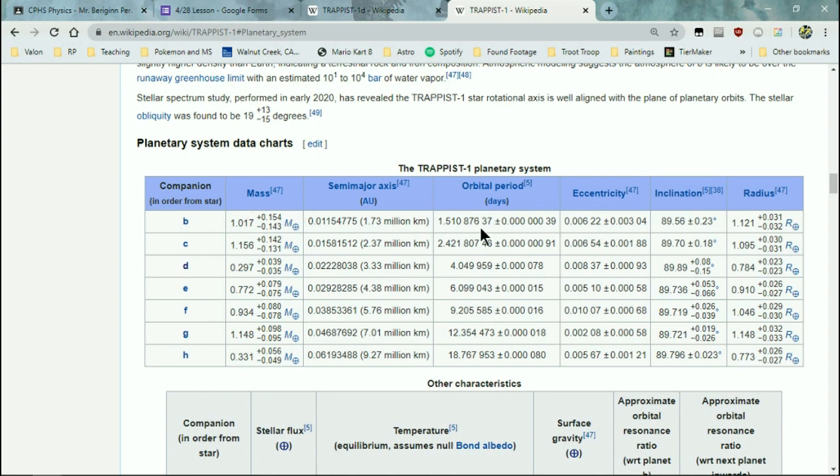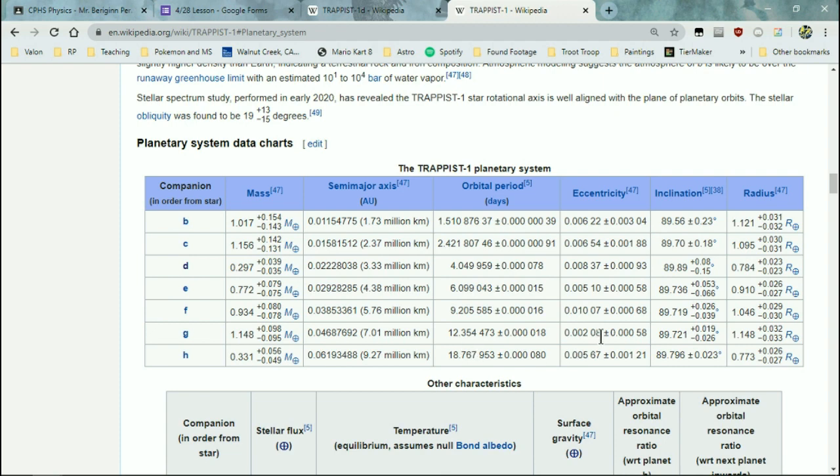The first one orbits in 1.5 days, then about 2.5 days. Then this is the one in 4 days, which we just looked at. Then this one orbits in 6 days, this one in 9 and a half days, this one in 12 and 1/3 days, and this one in 18 and 3/4 days. So we have 7 planets that are all orbiting their star in less than 20 days.